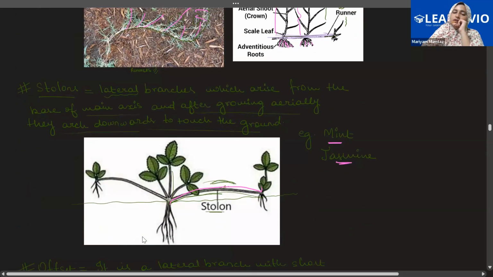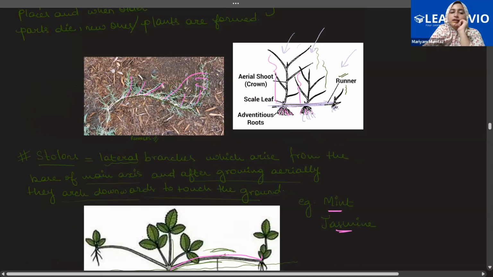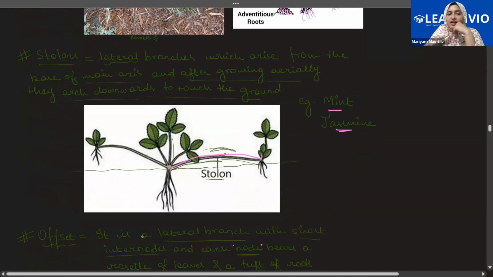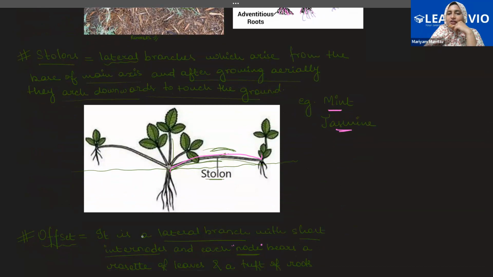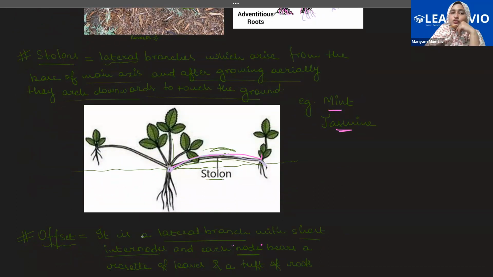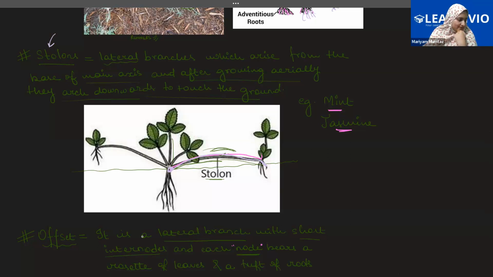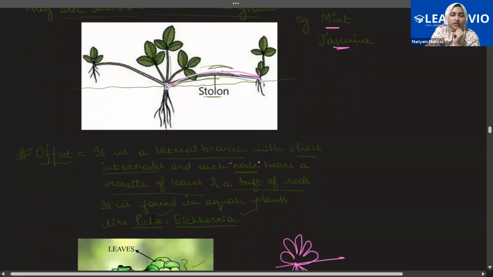Then comes stolon. Also remember, students, from wherever this twig comes out of the ground, below each one of them there will be adventitious roots. Now the stolons are lateral branches which arise from the base of the main axis, and after growing aerially, they arch downwards to touch the ground. For example, they start from here, grow in the air for a little while, and then again touch the ground. This kind of modification is known as stolon, and it is found in mint and jasmine. Clear? Any doubts up until now? All right.